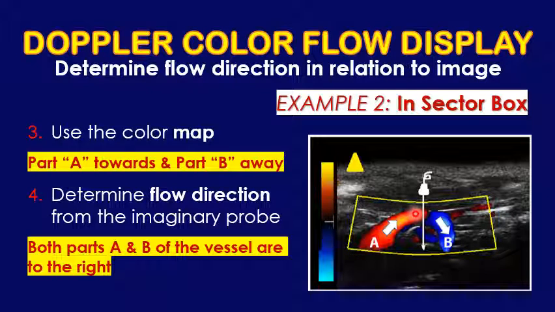So let me go to the second segment of the vessel. It takes a blue color. If I go to the map and look for the blue, it is away from the transducer. So this is the transducer, and the flow will be away from the transducer this way. So again, from the left to the right. So this is the same vessel, and the flow is going from the left to the right. Okay, it's easy, right?